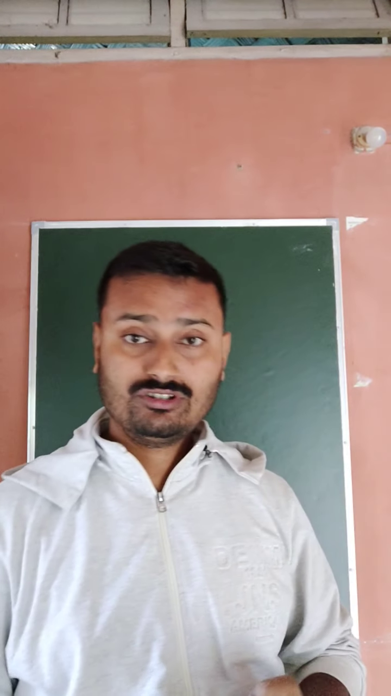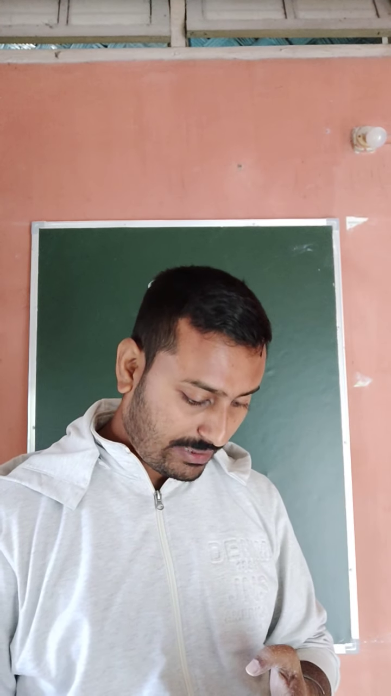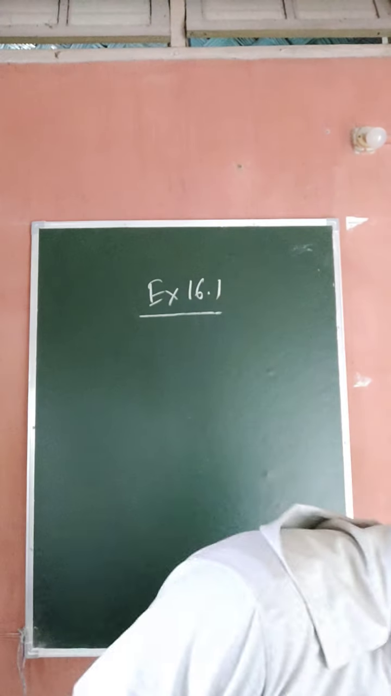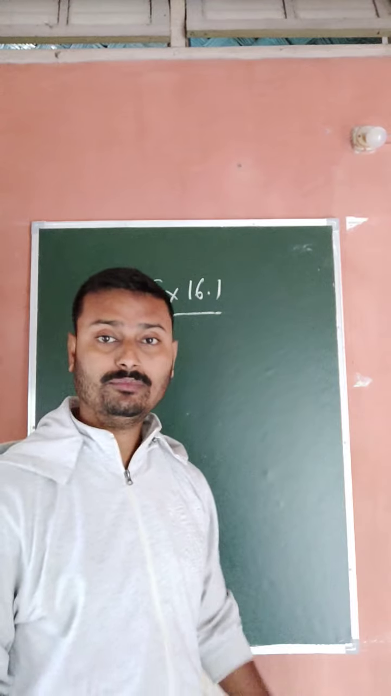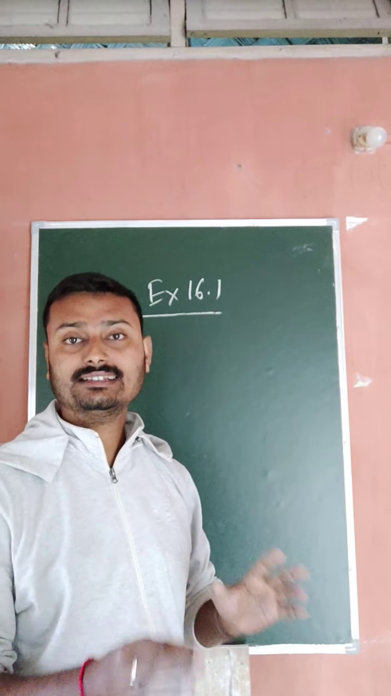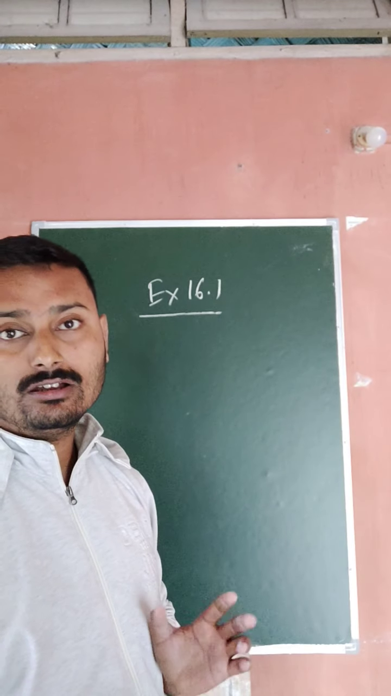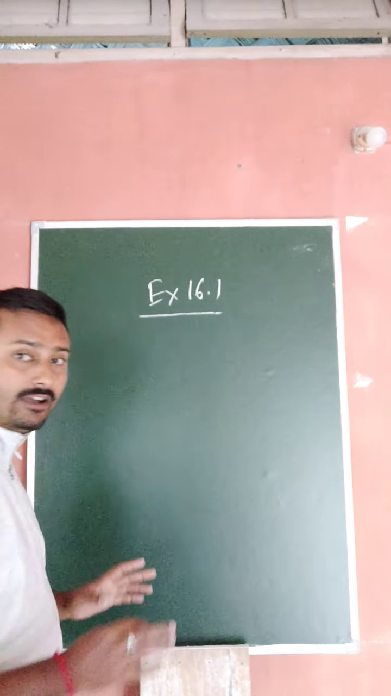Okay, so question number 3. Question number 3 is very important. So the perimeter of a square is 12 cm. Find its area. In this case, side is not given. Perimeter is given. From that perimeter, at first you have to find the side of that square. And after finding the side, it becomes easy to find the area of the square.